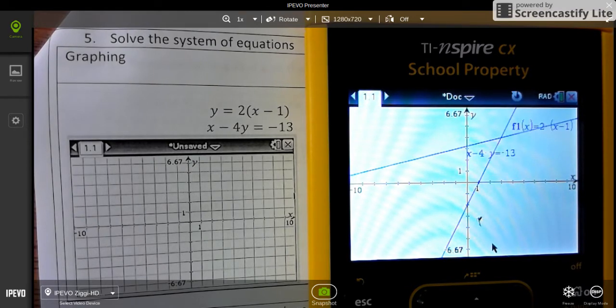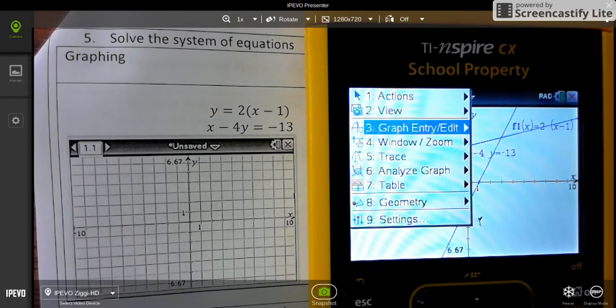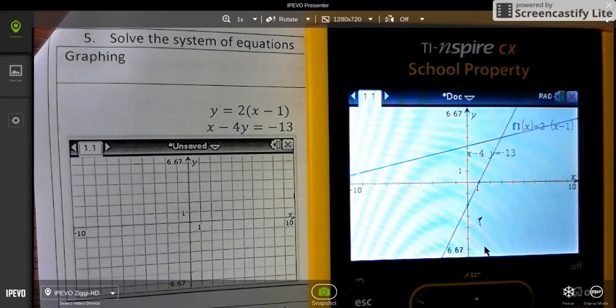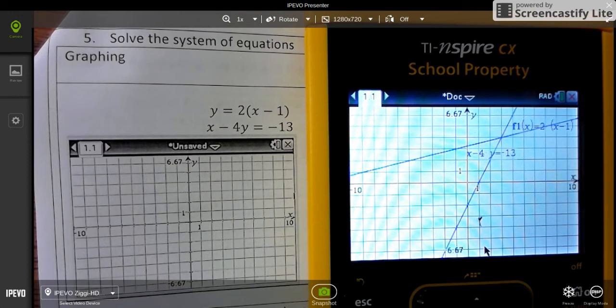Now, to get the grid lines, we're going to go to Menu, View, Grid, Line Grid. And so now to find the solution, you find the point of intersection, which is 1, 2, 3, up 1, 2, 3, 4. So the solution is 3, 4.